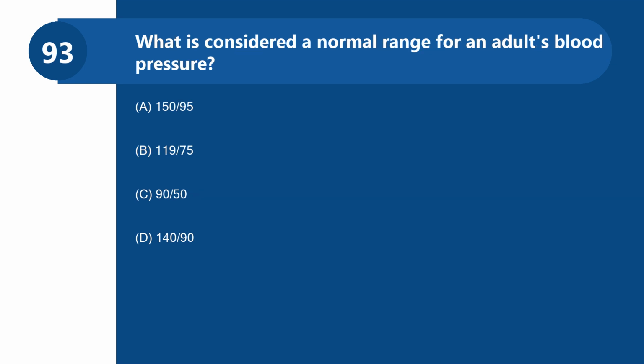Question 93. What is considered a normal range for an adult's blood pressure? Option A, 150/95. Option B, 119/75. Option C, 90/50. Option D, 140/90. The correct answer is Option B, 119/75.